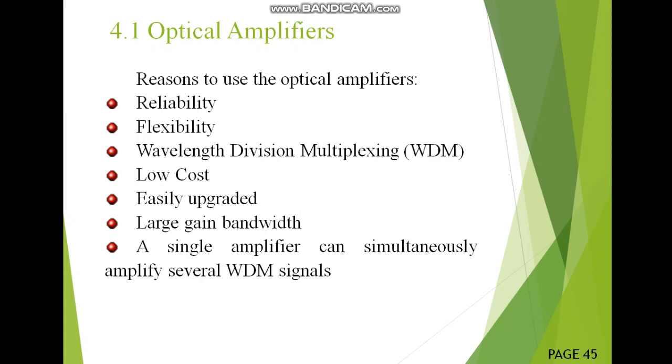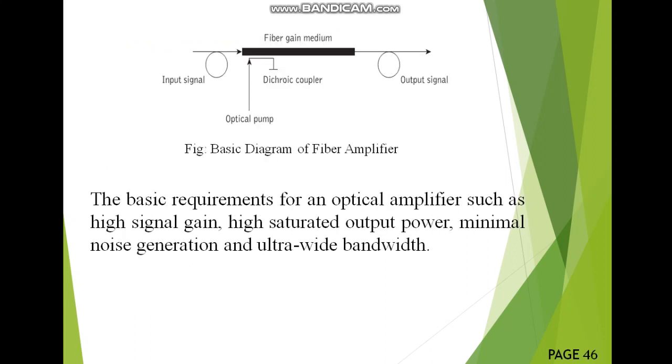Now we will discuss the basic diagram of an optical amplifier. So this is the basic arrangement for an optical amplifier. The features are high signal gain, high saturated output power, minimal noise generation and ultra wide bandwidth. Fiber amplifiers have become essential components for high performance communication systems.